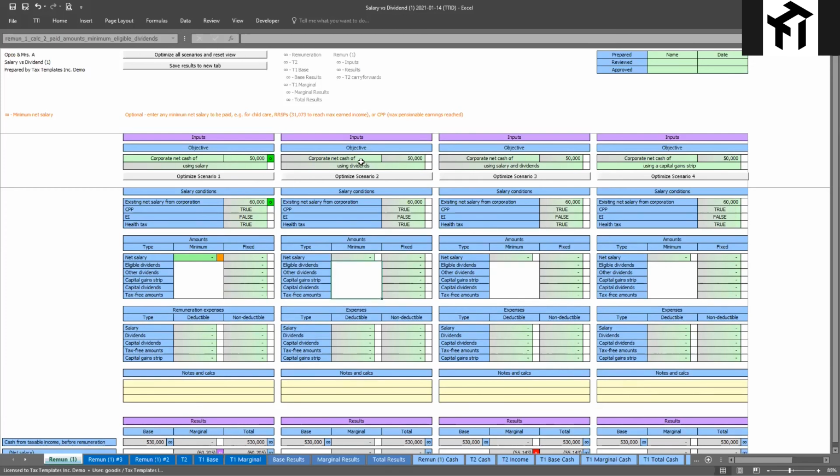So for example, let's assume we just wanted to use dividends, but we want to make sure our client maxed out on CPP. You could just put the minimum amount into the net salary of the dividend scenario, and then the worksheet will go ahead and figure out the balance of dividends to get the client to $50,000.